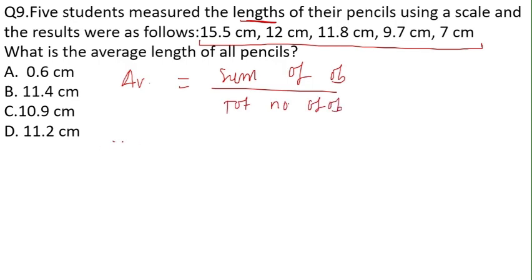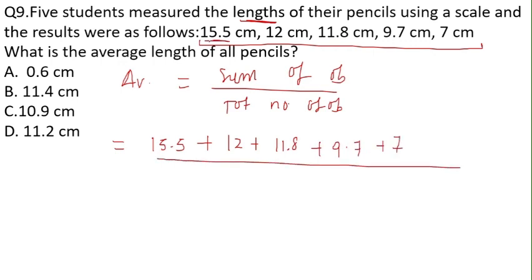So what are the observations over here? 15.5 centimeter plus 12 centimeter plus 11.8 centimeter plus 9.7 centimeter plus 7 centimeter, divided by how many observations are there? Means how many numbers are there? 1, 2, 3, 4, 5. Okay, divided by 5. So the summation of all this is going to be 56.0, that is 56 upon 5 centimeter.